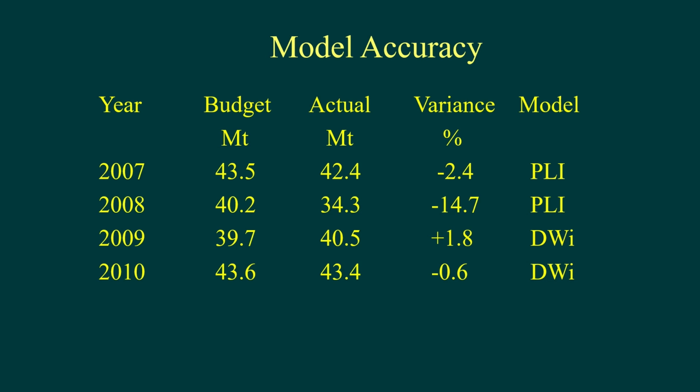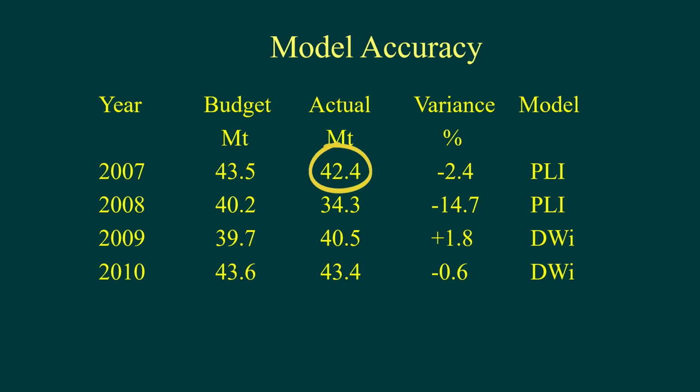So if we look here at the year 2007, if you remember, that was the very first graph I showed you where we looked at that very early model. Here we have the budget, which is 43.5 million tonnes per annum, which would have been at least supported by that model's forecast. And we can see the actual 42.4, that's not bad.